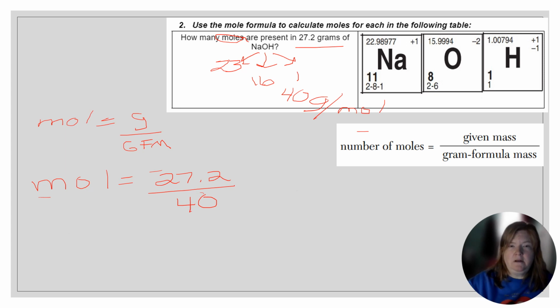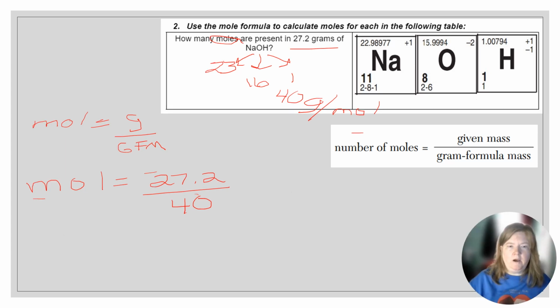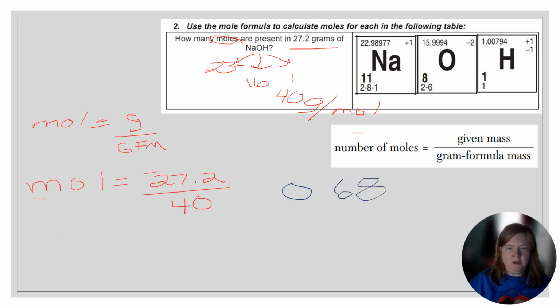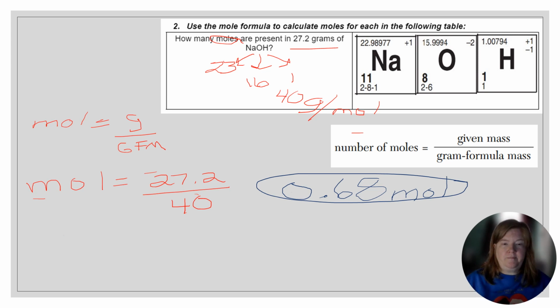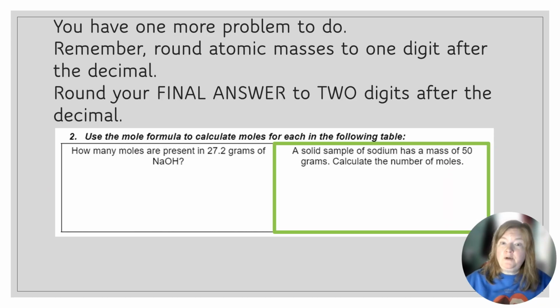So let's pause for a minute. When I do that math in the calculator, I get 0.68. And normally I'm going to be rounding to 2 digits after the decimal. So I already have 2 digits after the decimal. So that means I'm finished, and I was solving for moles. So remember, we don't leave naked numbers. We put units. And then remember, I'm circling my answer. Okay, you have one more problem to do. Remember, you round atomic masses to 1 digit after the decimal, and your final answer to 2 digits after the decimal.